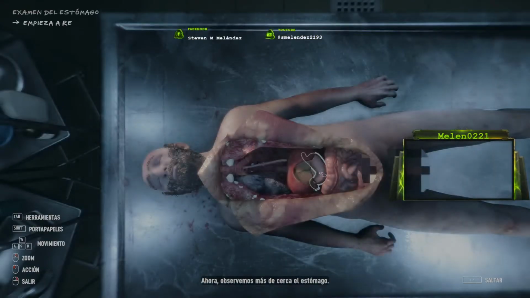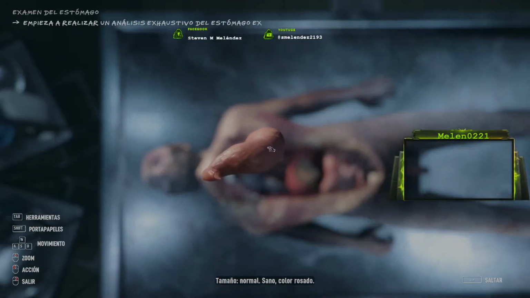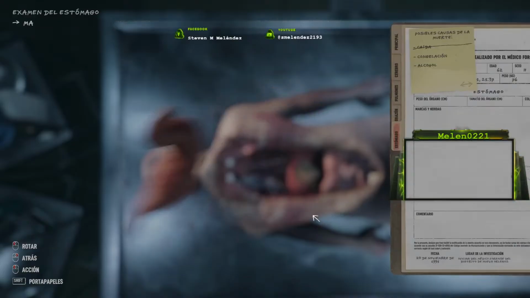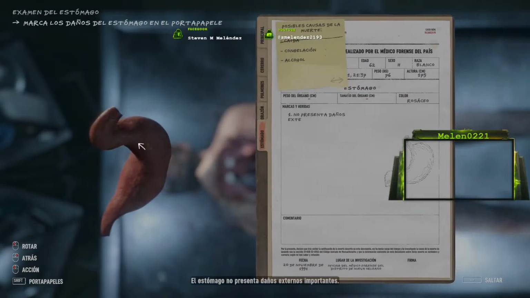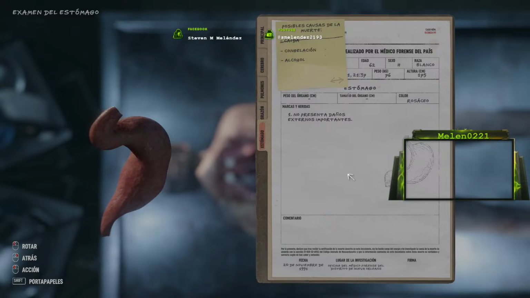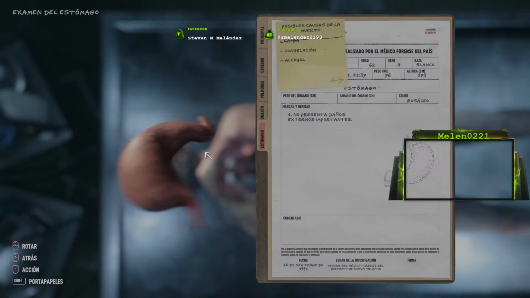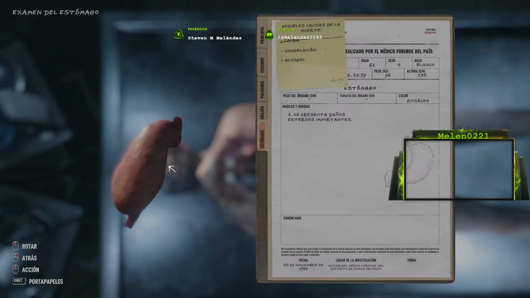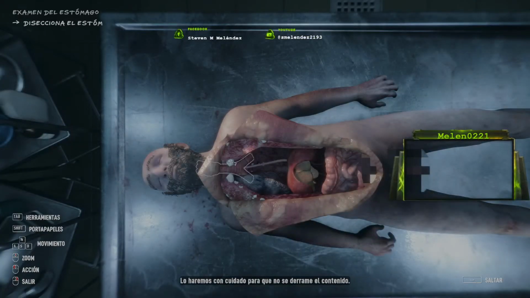Now let's take a closer look at the stomach. Size is normal, healthy, pink color, and as expected, the stomach has no major external damage. We must now cut it open and inspect inside. We will do it carefully so that its contents do not spill out.